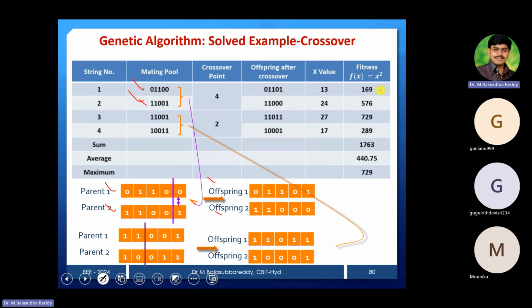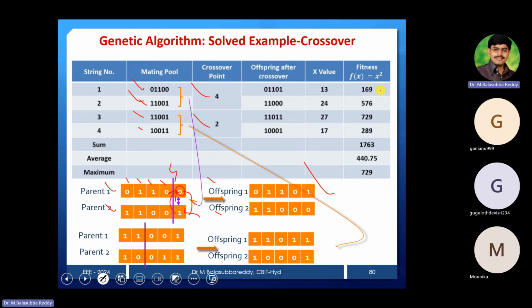I selected 4. It is all random. There is no meaning in selecting only 4 or 2 or 3. These are just the crossover points I have taken. First, 4 means you draw a line at 4, and after that you change the bits. That's what I mentioned, offspring 1 and offspring 2. Up to this point remains, then this 0 will come here and 1 will go here. So that's offspring 1 and offspring 2.